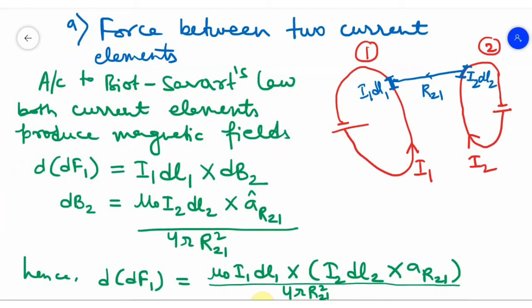Now in order to calculate the total force F1 on the current loop 1 due to current loop 2, this is for the differential. Now we are willing to calculate the total force on loop 1 due to loop 2. Till now we were considering the element only, the force on this element due to the second element. Now we are considering the total force on loop 1 due to the field produced by loop 2. So now simply we'll have to integrate it. Okay, double integration we'll have to do.